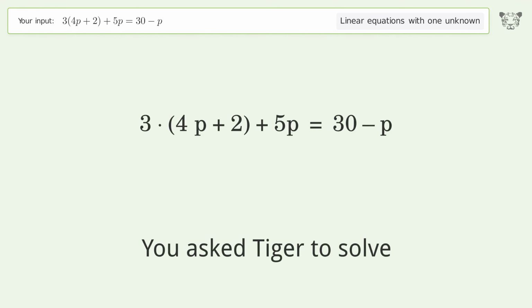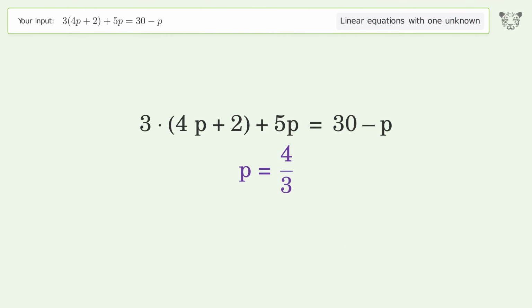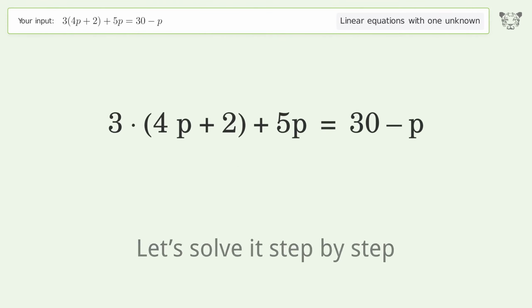You ask Tiger to solve this. This deals with linear equations with one unknown. The final result is p equals 4/3. Let's solve it step by step.